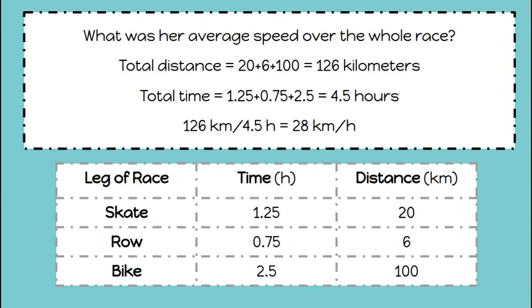Okay, so figuring out the average speed over the course of the whole race, the first thing you're going to want to do is add up all of your distances to get your total distance. So that's going to be 20 plus 60 plus 100, which is going to be 126 kilometers. Then to get the total time, you'll add up all of those different amounts of time. So 1.25, 0.75, and 2.5 is going to be 4.5 hours. You will take the total distance, divide it by the total time. So 126 divided by 4.5 is going to give you 28 kilometers per hour.